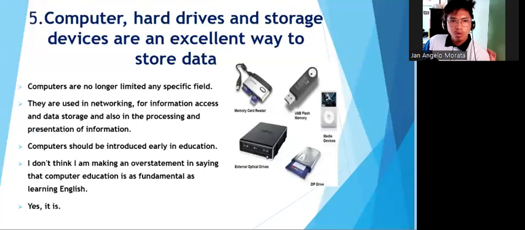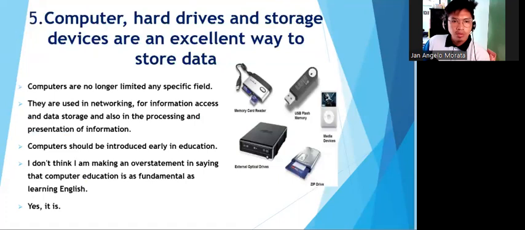So, computers are no longer limited to any specific field. Because sa computer, hindi lang siya limited sa isang field lang. Hindi lang siya limited sa IT or sa computer systems. It can be used in marketing, in engineering, in business, and especially sa atin, sa education. They are used in networking for information access and data storage, and also in the processing and presentation of information.